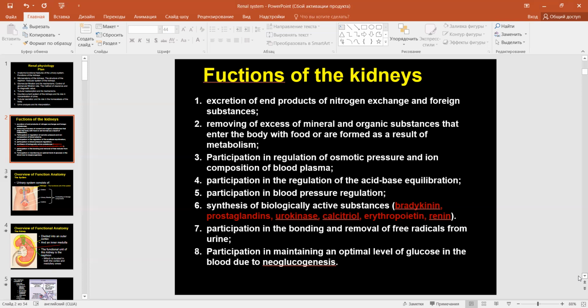Next function, maintaining proper plasma volume, which is important in the long-term regulation of arterial blood pressure. This function is accomplished through the kidney's regulatory role in salt and water balance. Helping maintain the proper acid-base balance of the body by adjusting urinary output of hydrogen ions and bicarbonate.